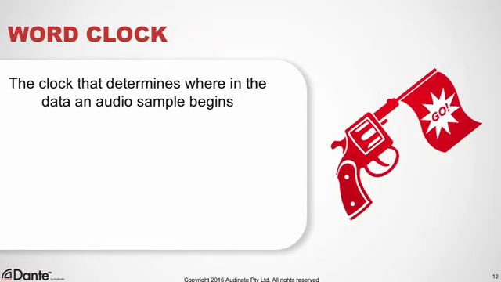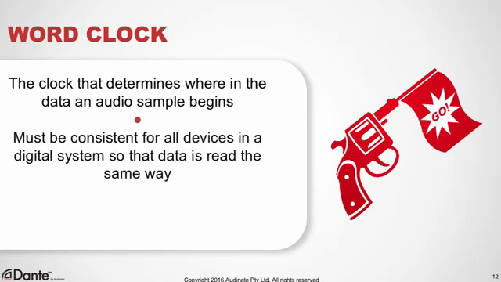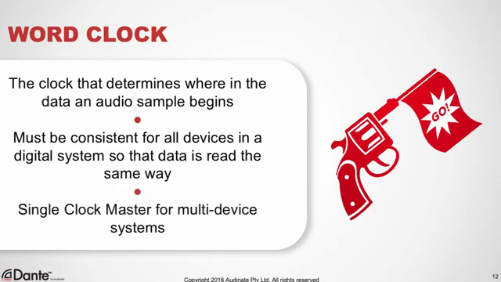The word clock is the clock that determines how data is interpreted in a digital system. Once audio has been sampled and is represented as a series of digital values in time, we need to make sure that all the devices in our system agree about how to read those values in time. They need to agree about when each sample begins in that stream of ones and zeros, so that the values can be faithfully converted back into analog signals. For this reason, digital systems always rely upon a single clock master as a point of reference.